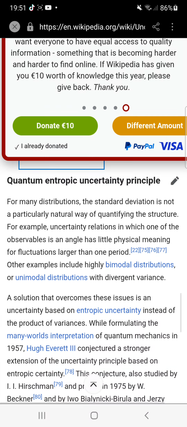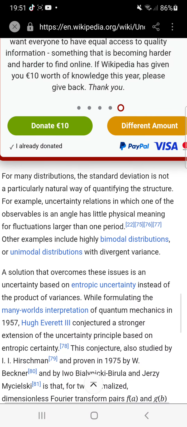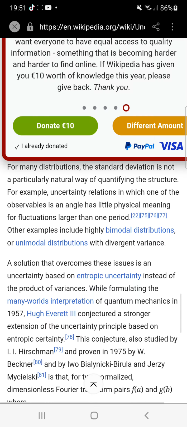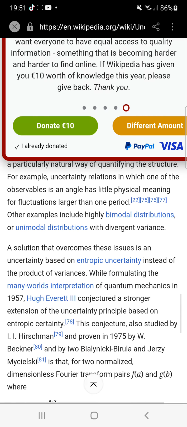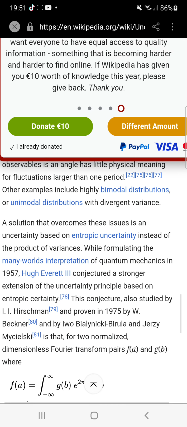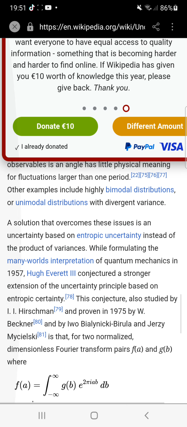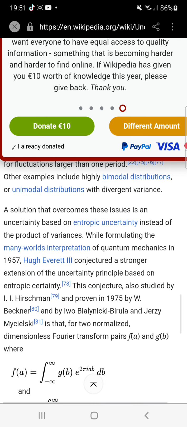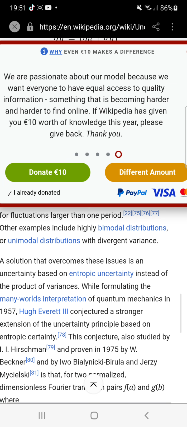Quantum entropic uncertainty principle. For many distributions, the standard deviation is not a particularly natural way of quantifying the structure. For example, uncertainty relations in which one of the observables is an angle have little physically meaningful fluctuations larger than one period. Other examples include highly bimodal distributions or unimodal distributions with divergent variance.